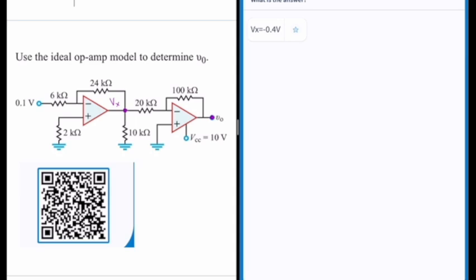So what's the first configuration? Correct. So it's going to be an inverting amplifier. And the second one is going to be... Correct. So it's inverting and inverting.